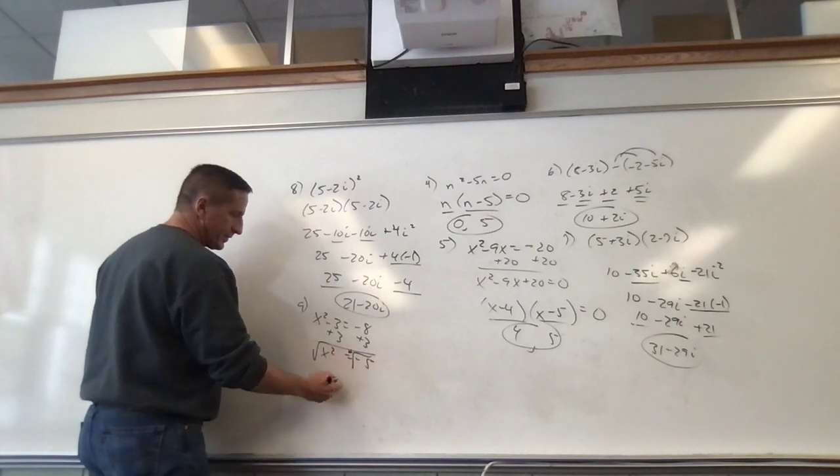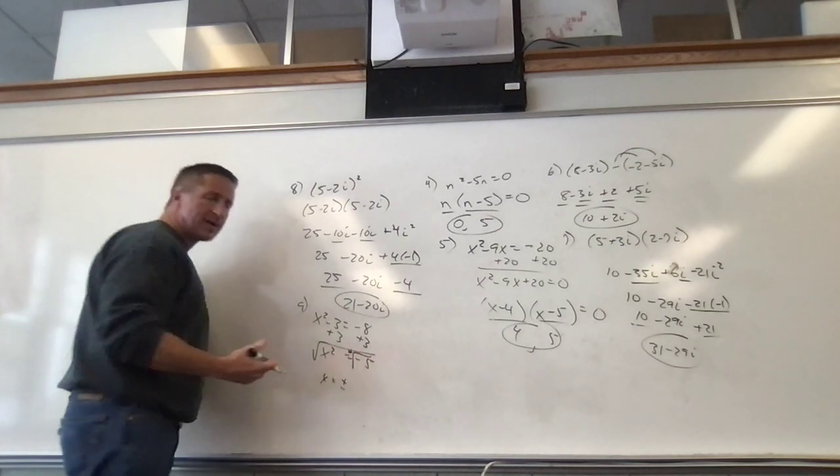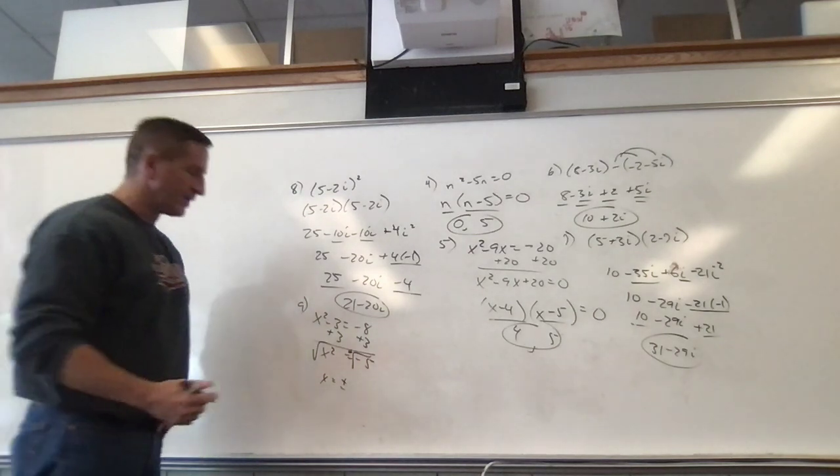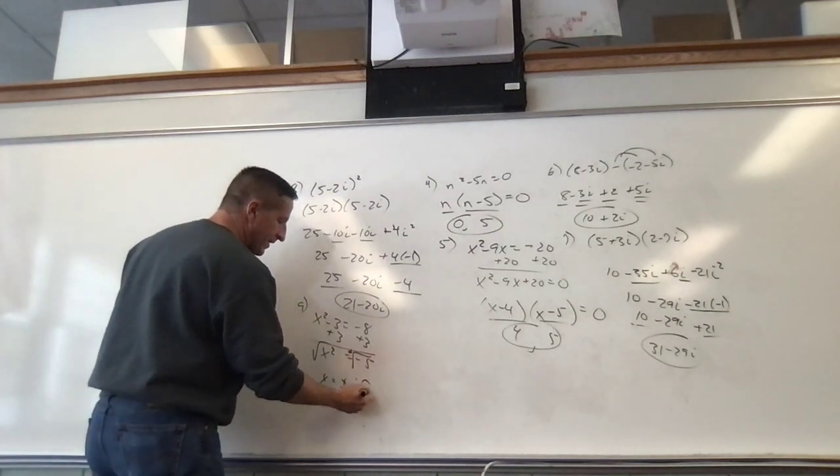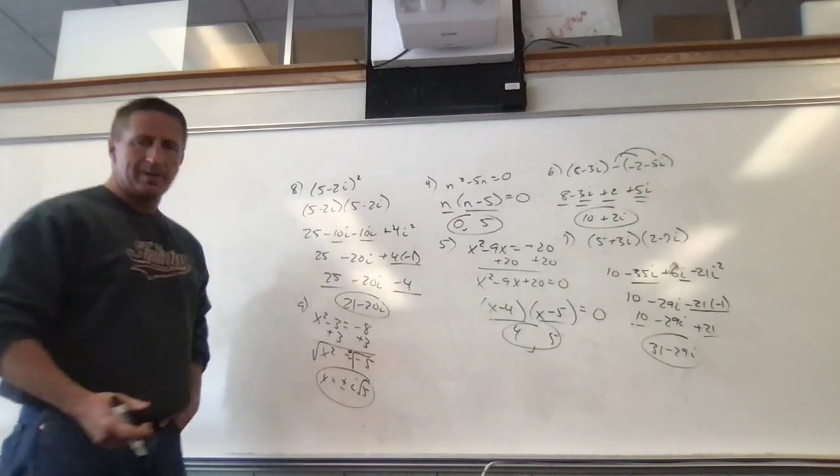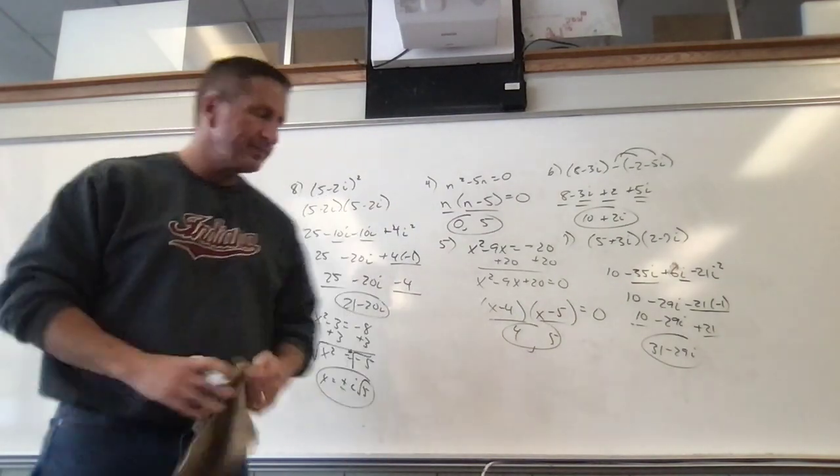These cancel. So plus or minus, pull the negative out. If there's a negative inside of a radical, it's imaginary. So i radical 5, and that doesn't simplify. So plus or minus, i radical 5.